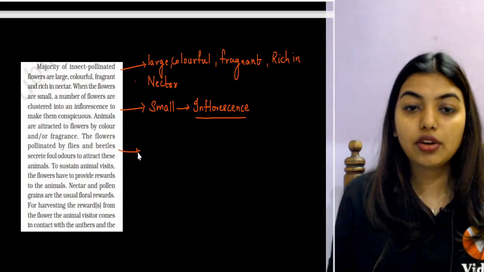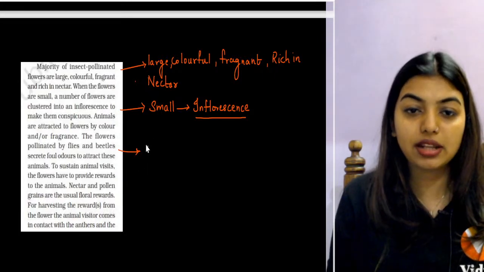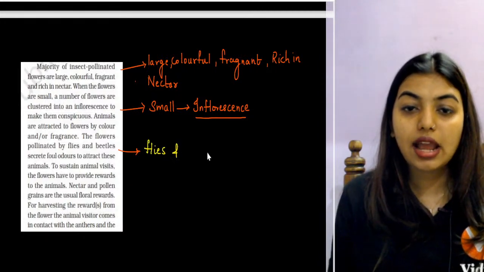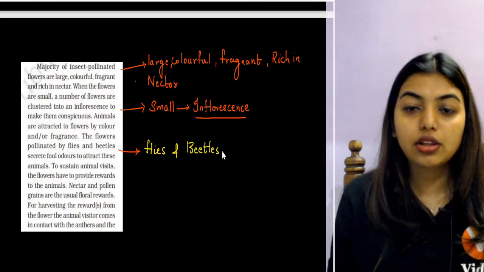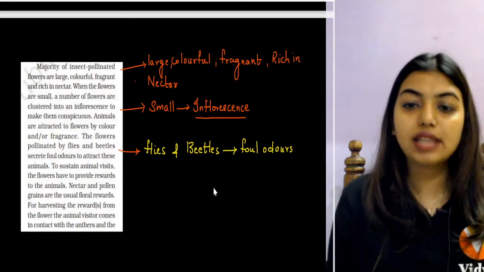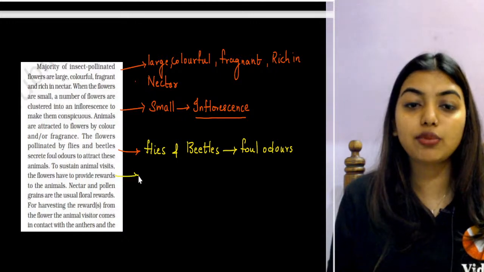Flowers pollinated by flies and beetles secrete foul odors. So here you have to remember that not every flower is beautiful, not every flower smells well. Those flowers give out foul odors to attract these animals. To sustain animal visits, the flower has to provide a reward. That's what I told you.